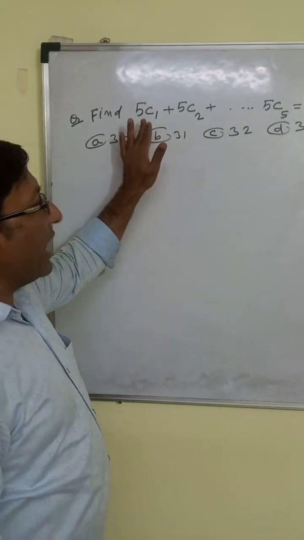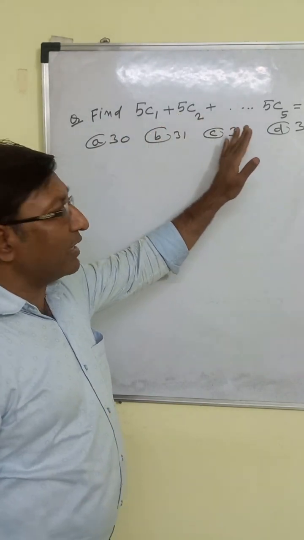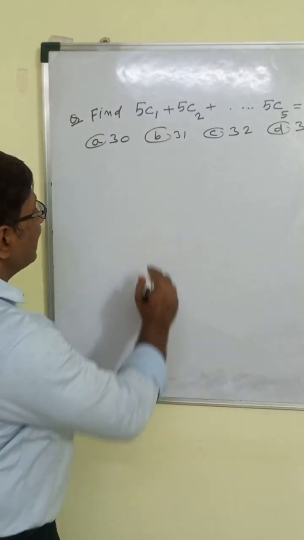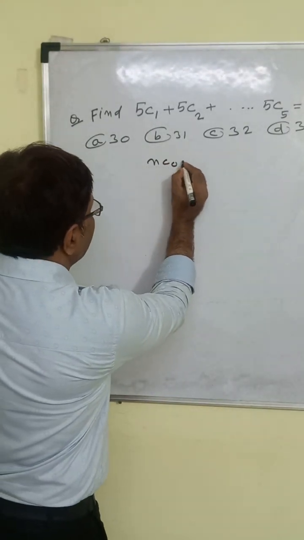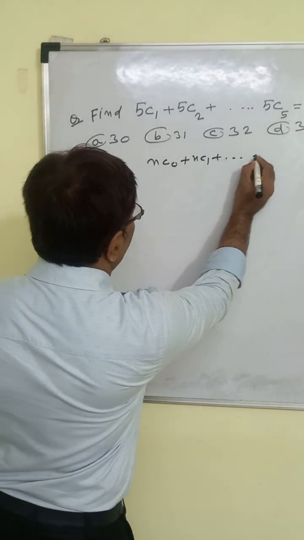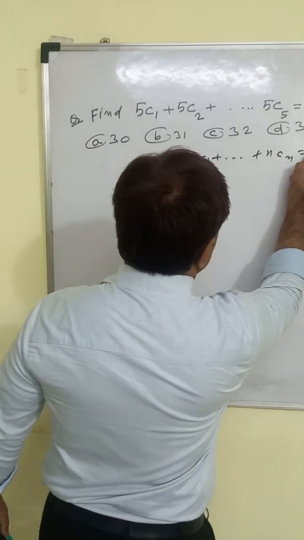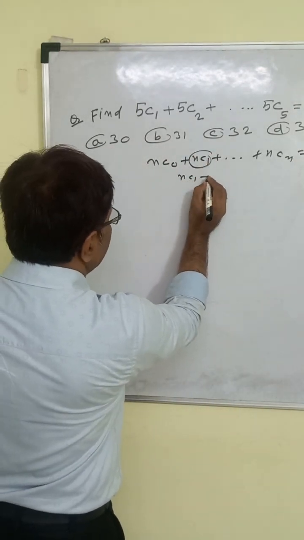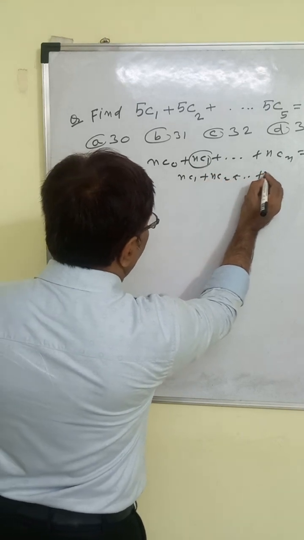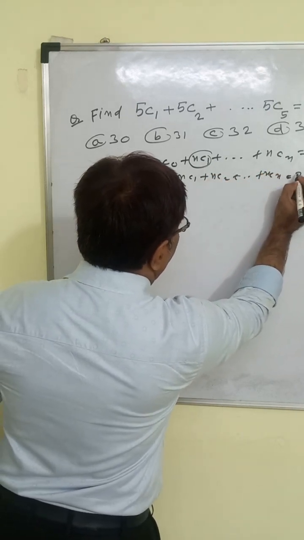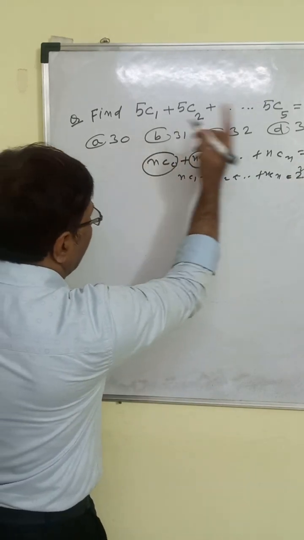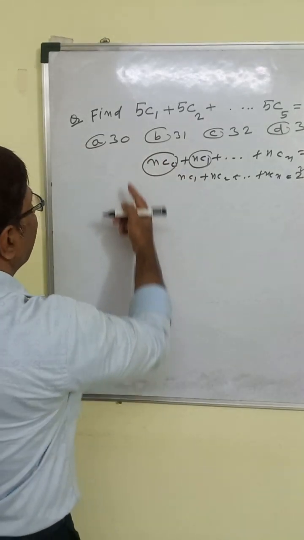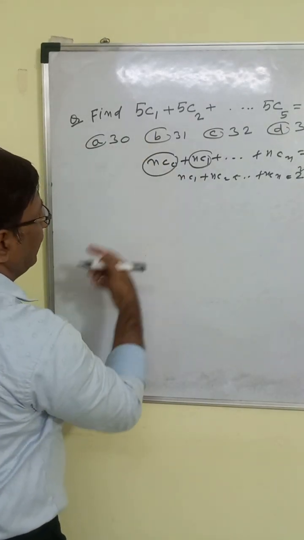Let us see the question. The question is: find 5C1 plus 5C2 plus up to 5C5. So for this type of question, we know the simple technique. The simple technique is that NC0, NC1 up to NCn is 2 power n. But when we start from NC1, NC1, NC2 up to NCn will be 2 power n, and the NC0 term is excluded, right? So NC0 is 1, so 2 power n minus 1. So here it is given 5C1, 5C2 to 5C5.